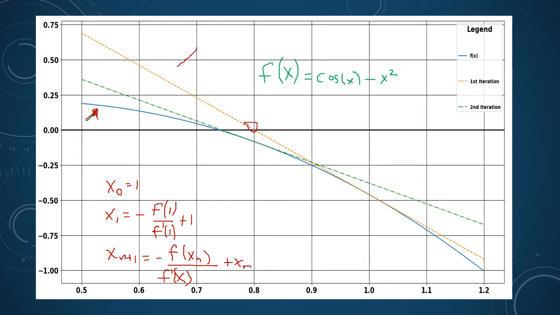Notice that this line is the linear approximation of our function at our x0 point. So with our x0 point, we found an x1 point. And using that x1 point, we were able to find another approximation, which is here. This is our second iteration of the Newton-Raphson method.